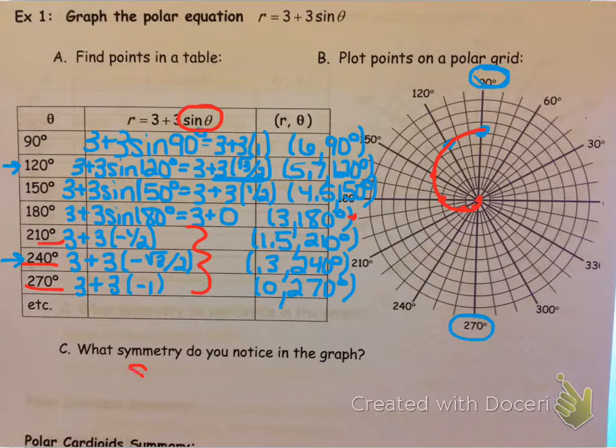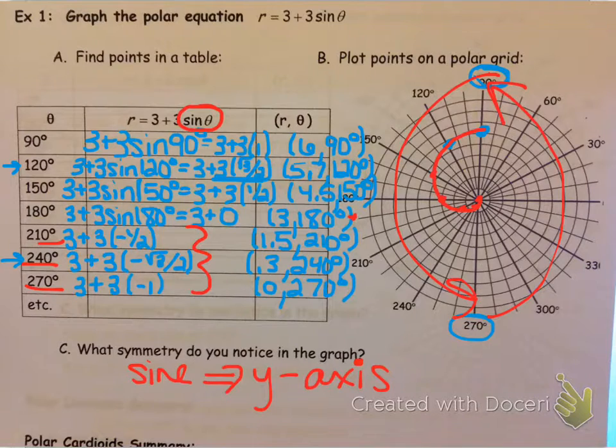If there's sine in the equation, then that means it's going to have y-axis symmetry. And that's why the table of values only went from 90 around to 270. We could have also, like I said earlier, gone from negative 90 to positive 90, but we need to look at the equation and recognize sine is in the equation, it's going to have y-axis symmetry.